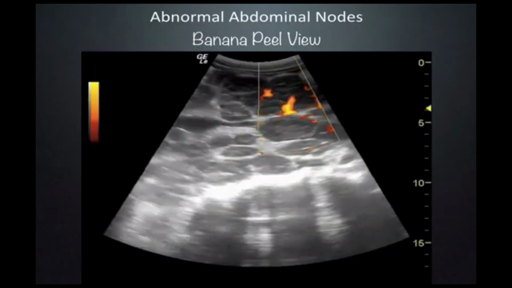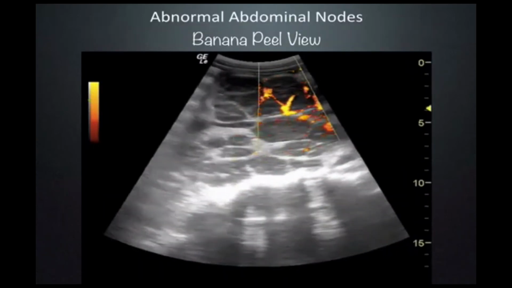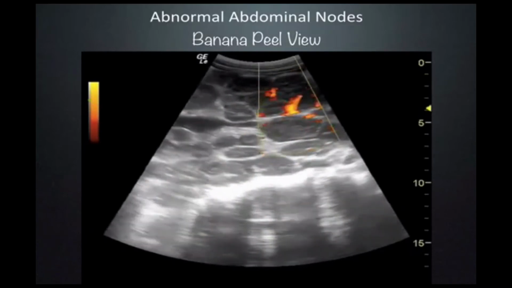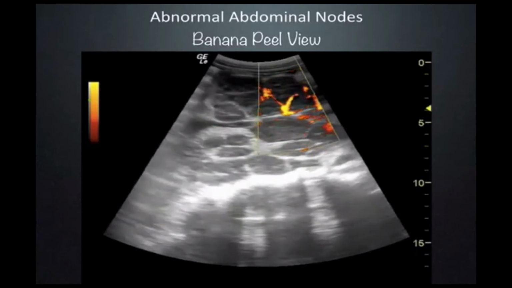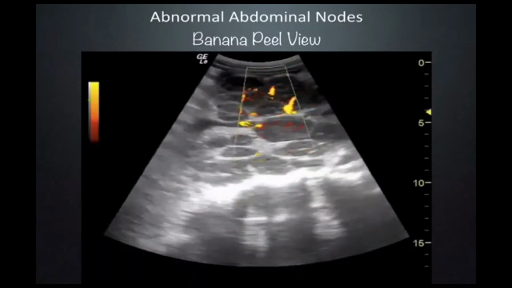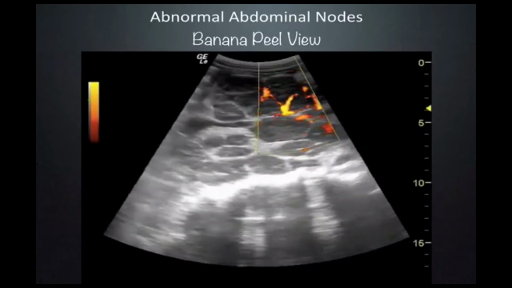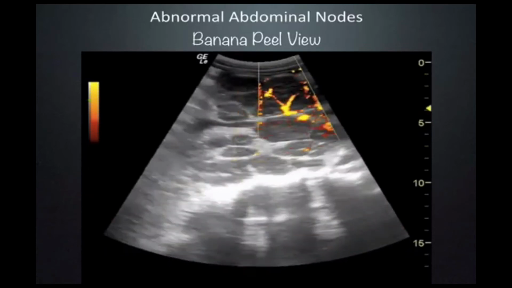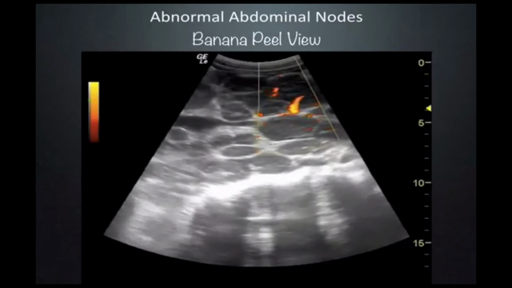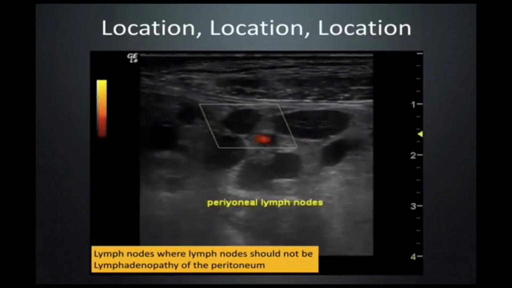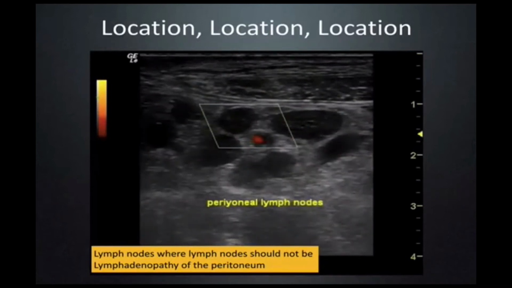This was supposed to be a banana peel view of the aorta, but you can see there are so many lymph nodes surrounding the aorta that you can't even see the aorta except for just a small clip of the aorta as we pass through the lymph nodes. The power Doppler shows that these are reactive lymph nodes. You can also see the shadowing of the vertebral column posterior to the lymphadenopathy. The location of lymph nodes can also give you a clue as to what they might be.